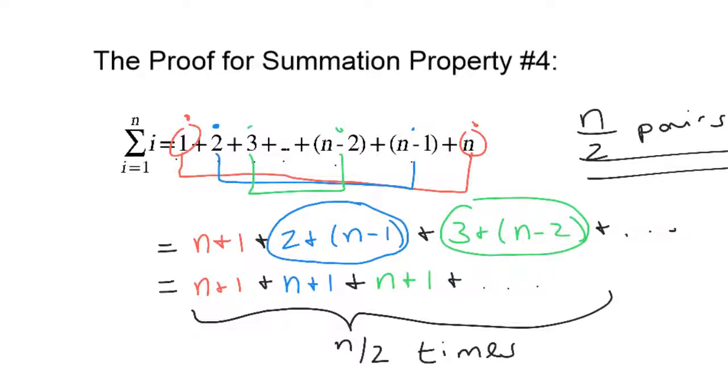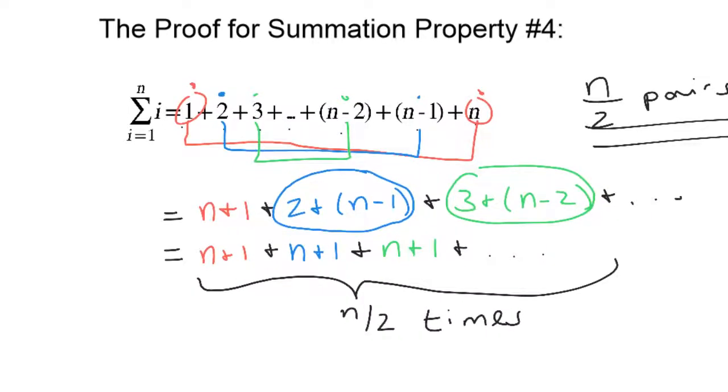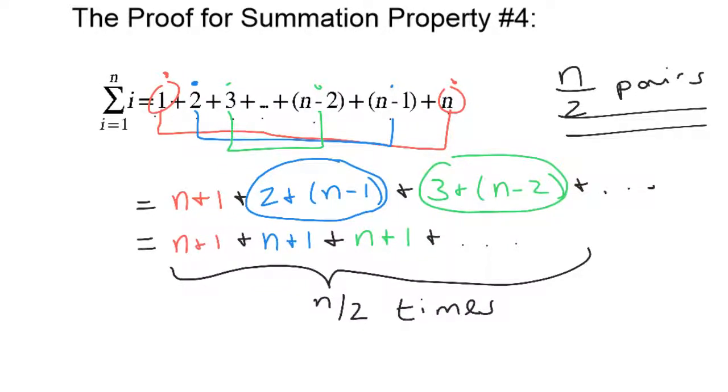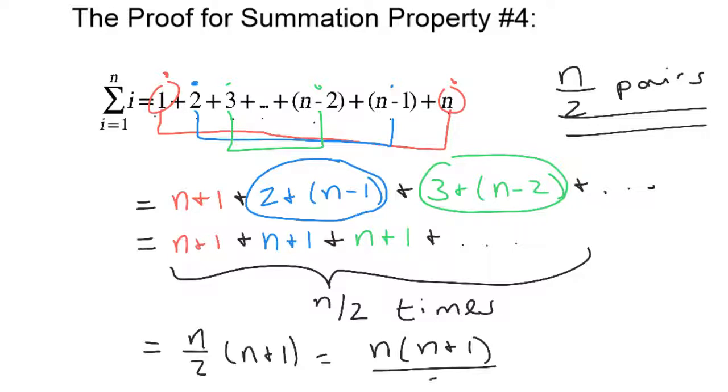Well, I got repeated addition. How do I simplify repeated addition? I can say that's equal to n over 2 times n plus 1. And if I simply write that over a single fraction, that is n times n plus 1 over 2. And we have just proved the summation property number 4 on the previous page.